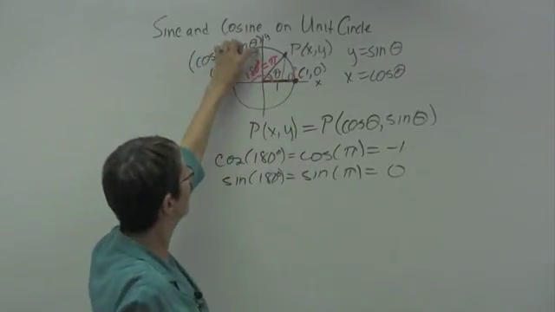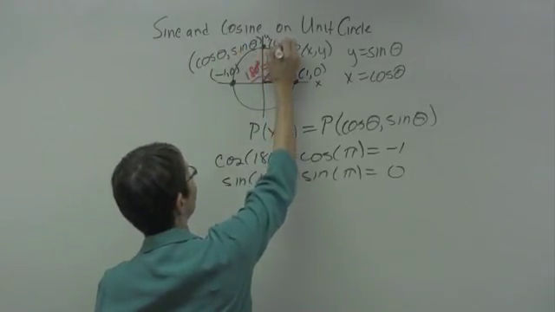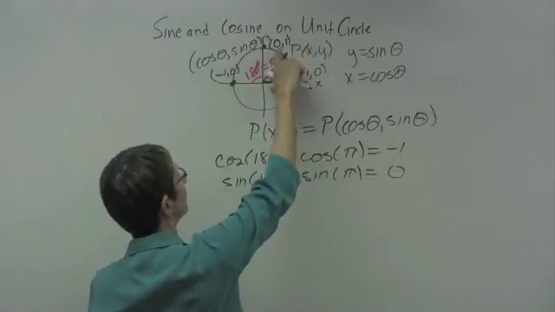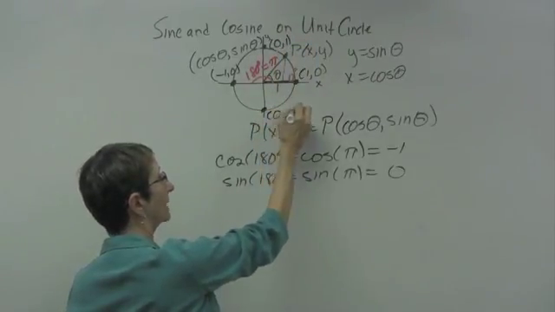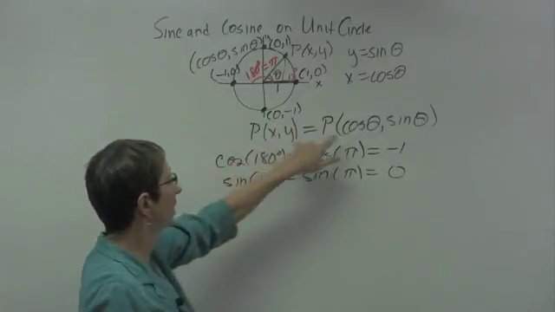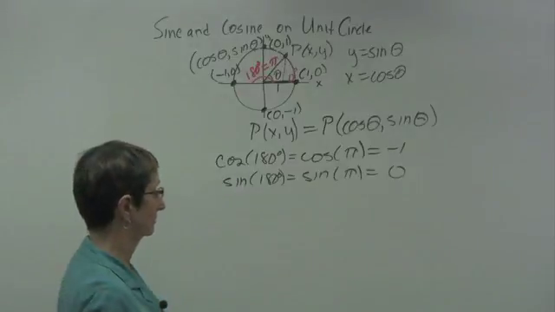I could look at pi over 2, which would come from the point 0, 1. 0 is cosine, 1 is sine, and down here my point is 0, -1, and my point is always cosine is the x-coordinate, sine is the y-coordinate.